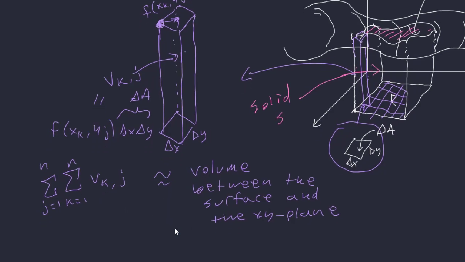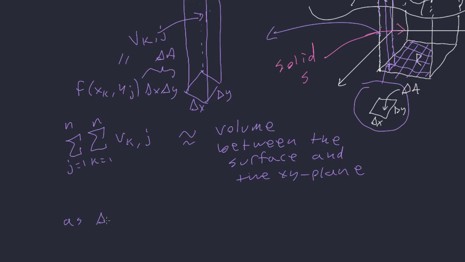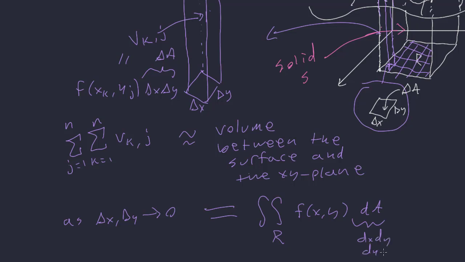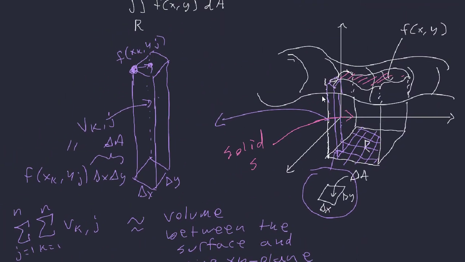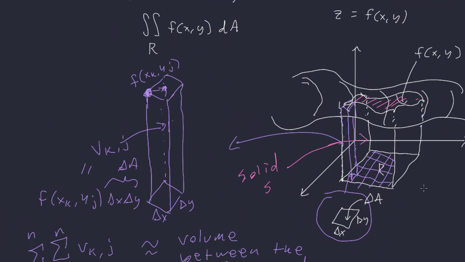And just like before, as delta x and delta y go to 0, we get equality to the double integral over R of f of x y dA. And again, dA is dx dy or dy dx. The reason we use dA is because order is really important when we start doing this, and we will get into that. So anyway, the whole point here is that the volume of this solid that we've created can be calculated by the double integral.